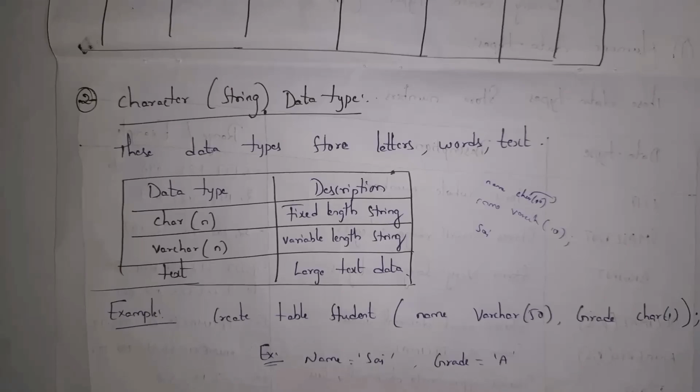This is an example: create table student, name which is varchar(50), that is nothing but I can enter a name up to a maximum of 50 characters, comma, grade char(1). Then close the bracket and give a semicolon. I'll give the name Sai and grade A.